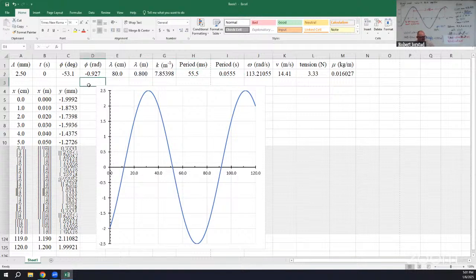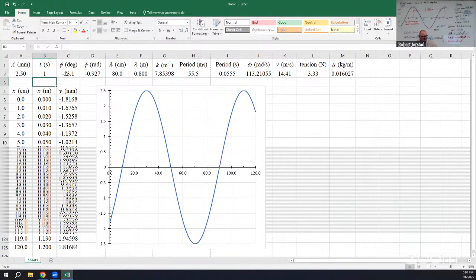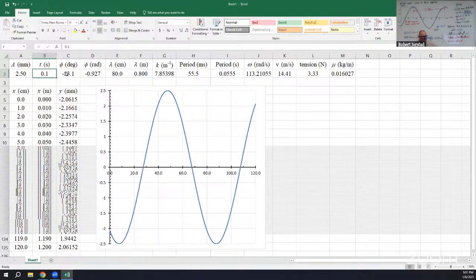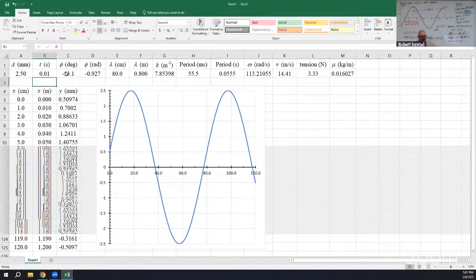And then the fun part is what happens if I change the phase angle or the time? Let's start by just changing the time. If I say this is 1 second, we see it's moving a little bit, or if it's 0.1, right? All right, so we could see that the wave is moving around. If you use different time values, the shape of the string looks different because this sine wave will be shifting around. So let's go back to 0.